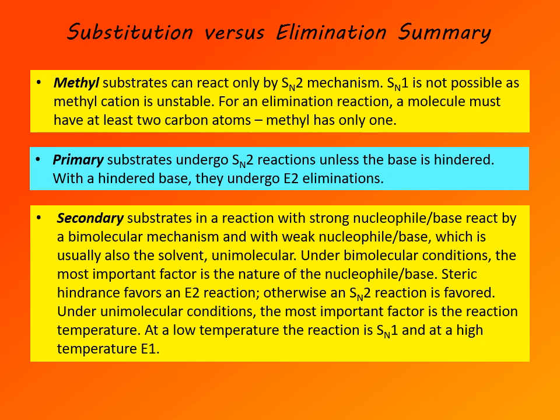Under unimolecular conditions, the most important factor is the reaction temperature. At low temperature, SN1 is favored, and at high temperature, E1. E2 reactions experience the same effect of temperature. So for E2 versus SN2, high temperature will favor the E2 reaction, while low temperature favors SN2.